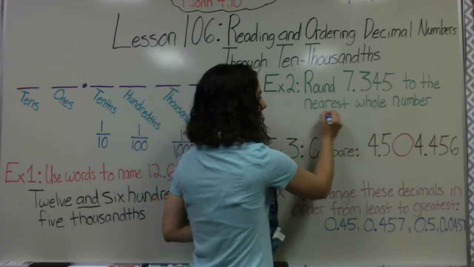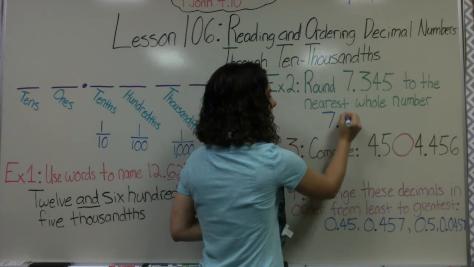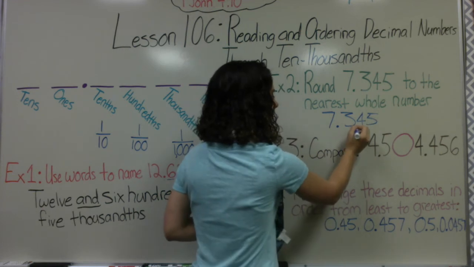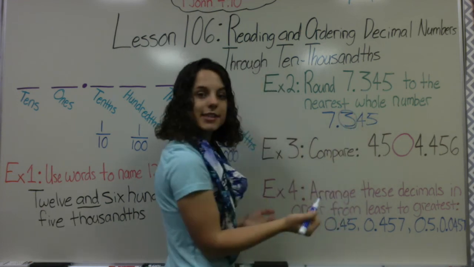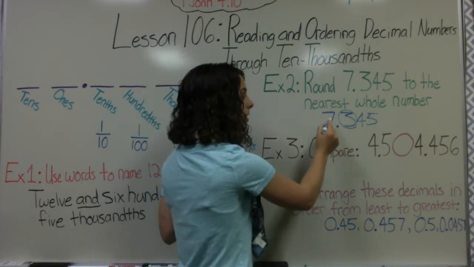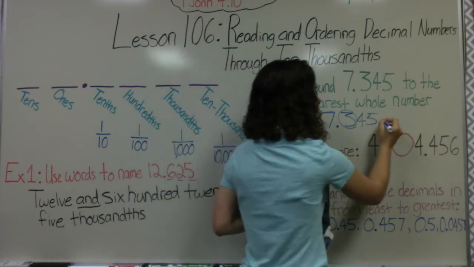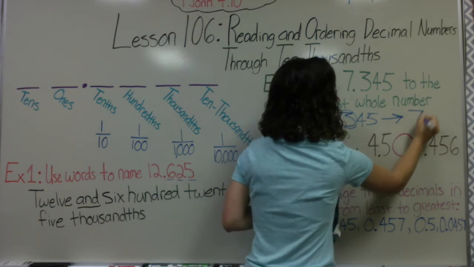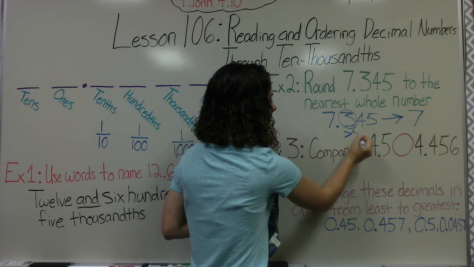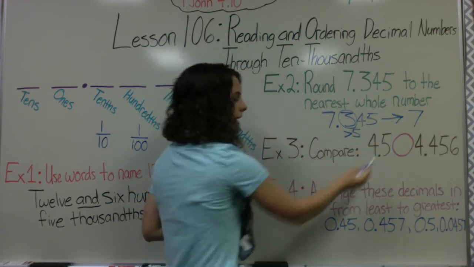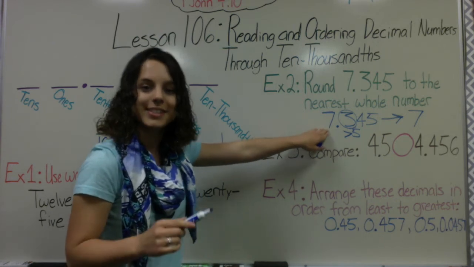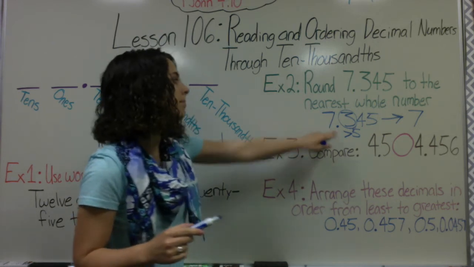So 7 and 345 thousandths. I have a 3 in my tenths place. It's less than 5, so that means I'm going to round down, which means my closest whole number would be 7. So it rounds to 7 because this is less than 5. It's going to round down to the whole number 7, not 6. That's the closest whole number.